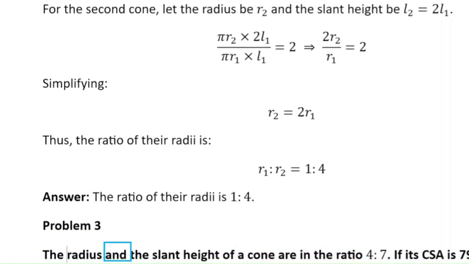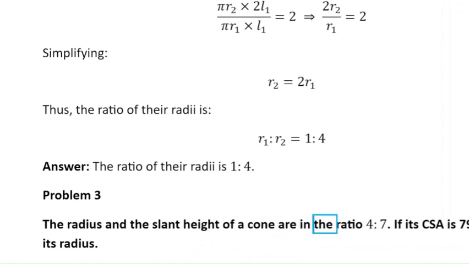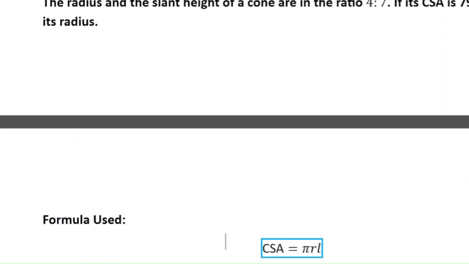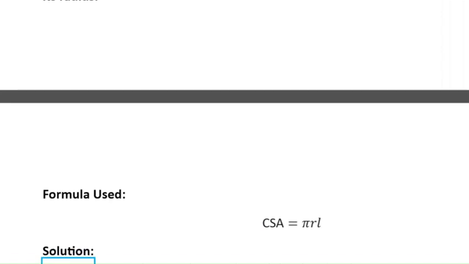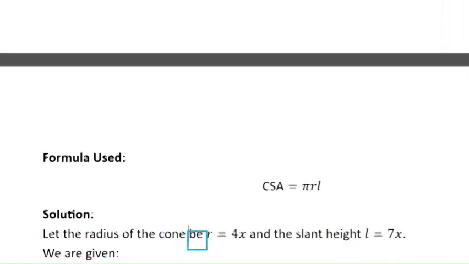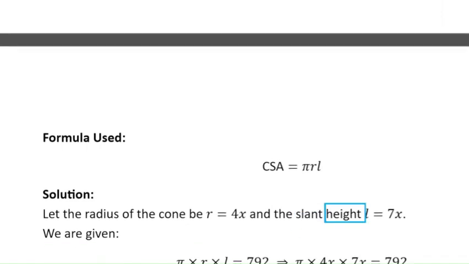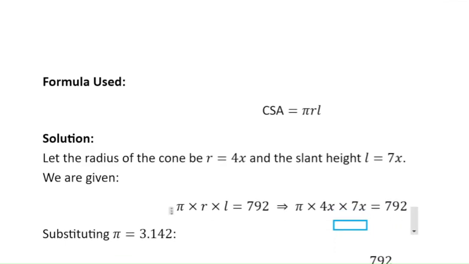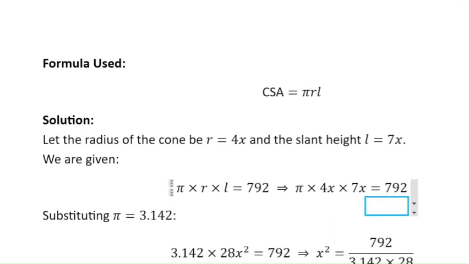Problem 3. The radius and the slant height of a cone are in the ratio 4 to 7. If its CSA is 792 centimeters squared, find its radius. Formula used: CSA equals πrl. Solution: let the radius of the cone be 4x and the slant height be 7x. We are given πrl equals 792, which implies π times 4x times 7x equals 792.